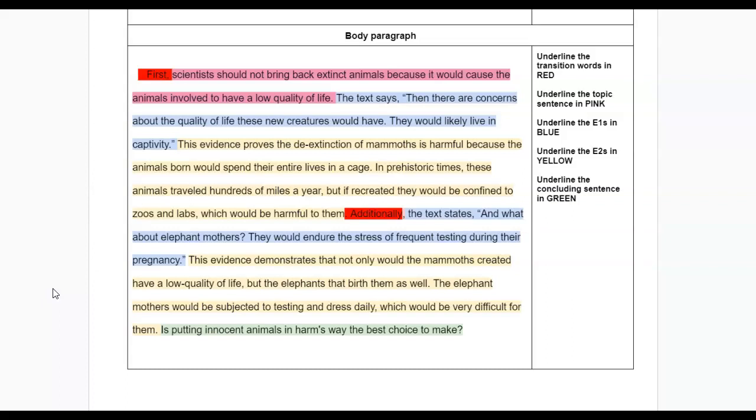Then our body paragraphs always end with a concluding sentence, which is just one sentence that wraps up our thoughts. I stated, is putting innocent animals in harm's way the best choice to make? Make sure that you have color-coded this paragraph, matching mine using the colors that are over here on the right-hand side. I'm actually going to have to start a second video because I'm running out of time here, so go ahead and move on to the second video after you have color-coded this paragraph.